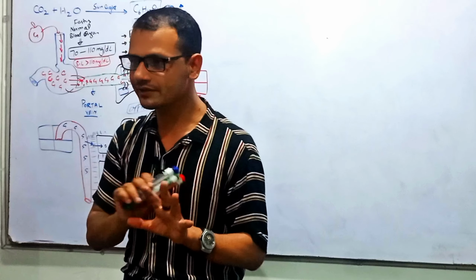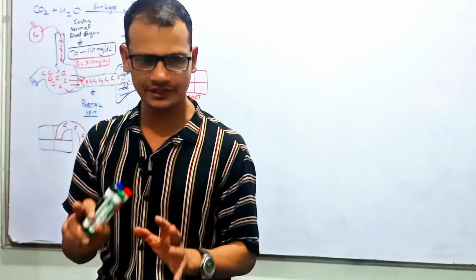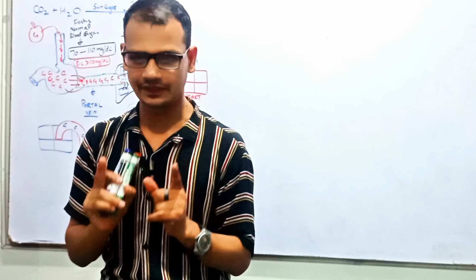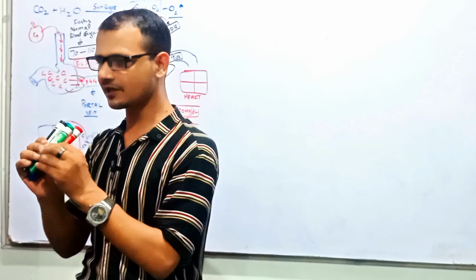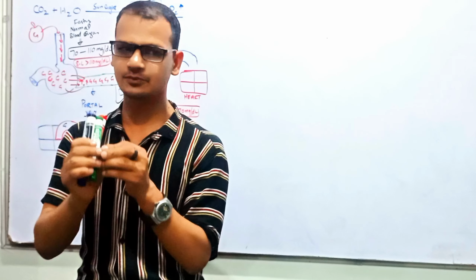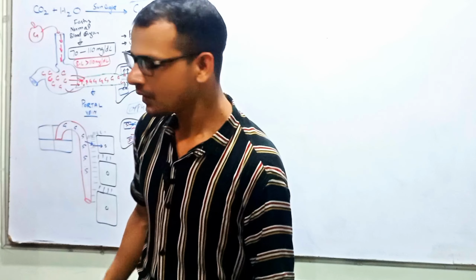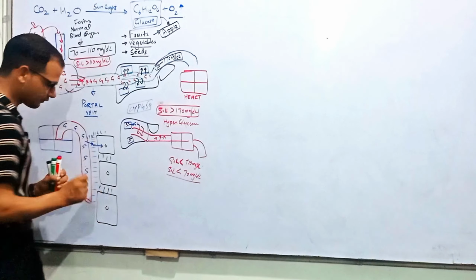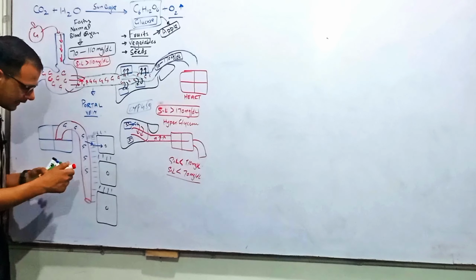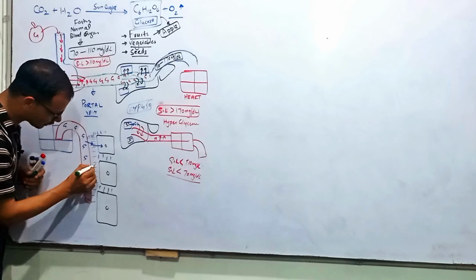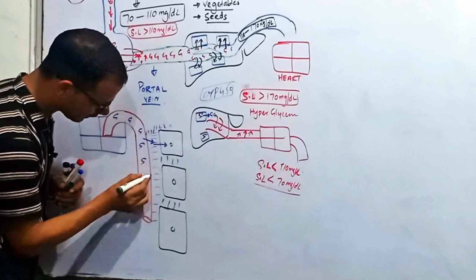But here this is not simple diffusion. It is a type of facilitated diffusion, because some transporters or proteins are responsible for taking this glucose into different compartments. But fortunately, in extracellular fluids and in blood plasma, the glucose level is the same.